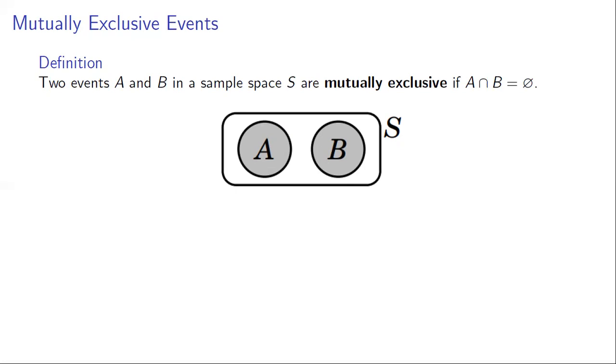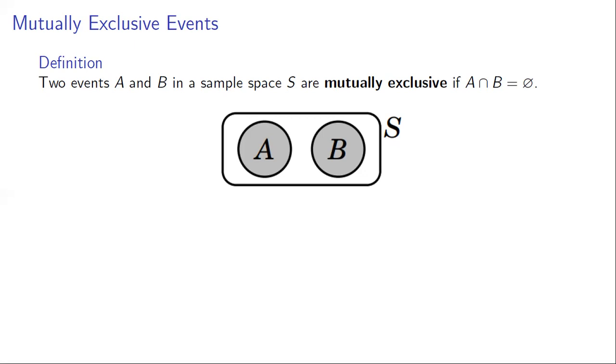So here's an example, a very, very generic example. We have a sample space S, and you have an event A and event B, notice there's no overlap at all between them. In other words, their intersection is the empty set. There is nothing in their intersection because they don't intersect.